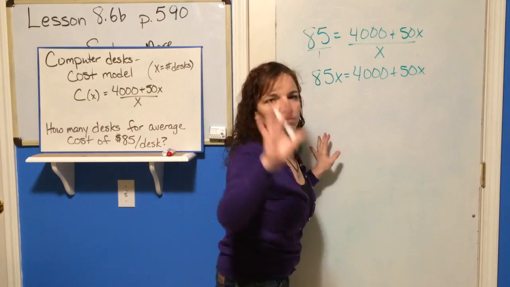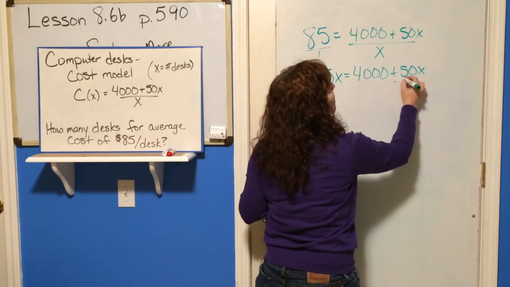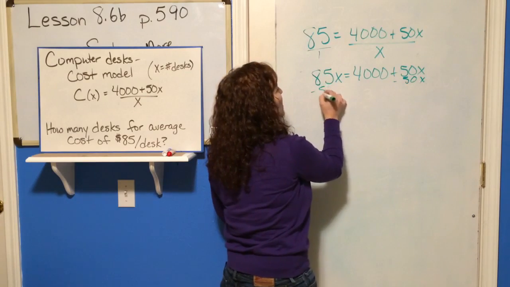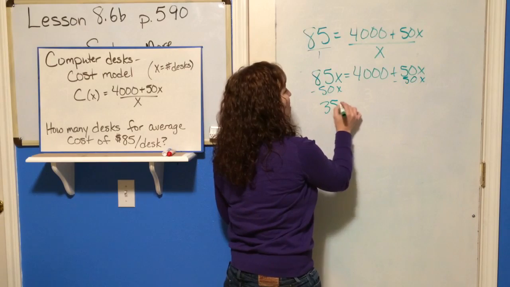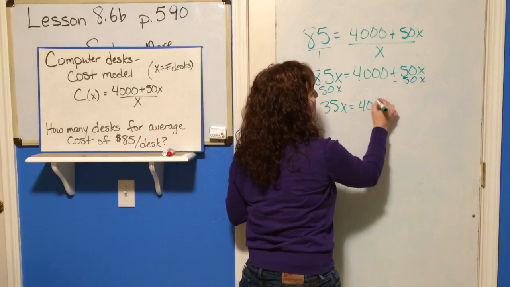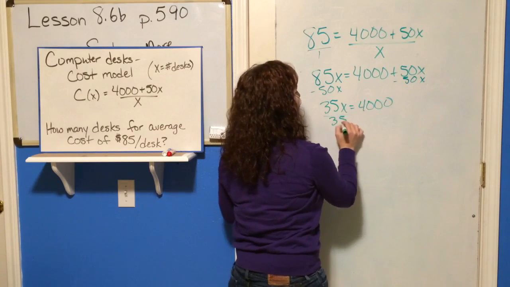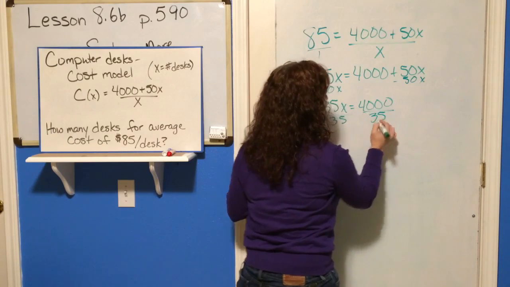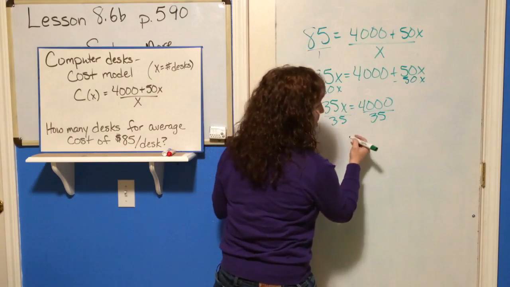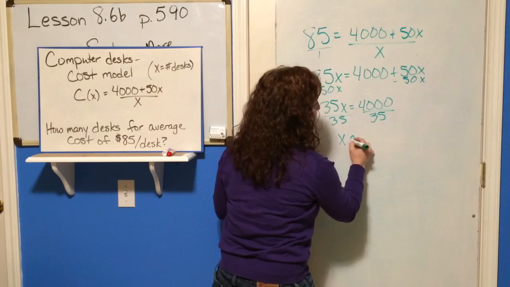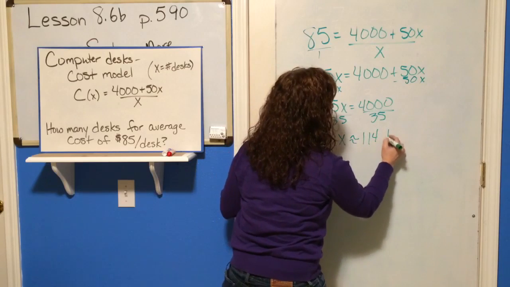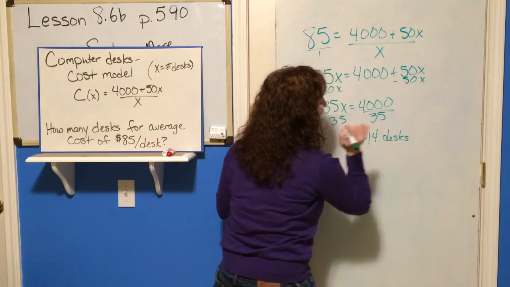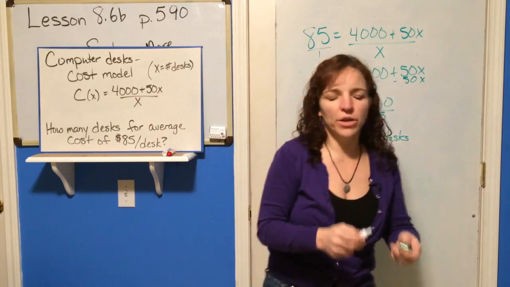Subtract 50, yeah, just solve it. Go fast, you can probably beat me. Here we go. Minus 50x, 35x equals 4,000. Divide by 35. And because I've already done it, stick it in your calculator. 4,000 divided by 35. X is approximately 114 desks. That was an easy word problem. See, and you groaned. You shouldn't groan.